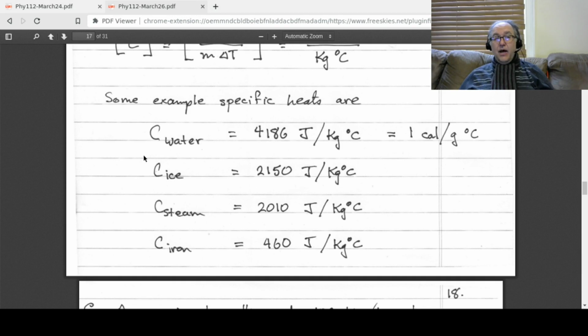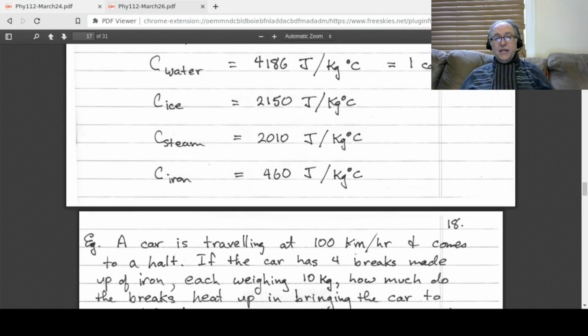Now, the phase of the material does matter. Okay, and phase is like whether it's in a solid or a liquid or whatever. And you know that water can become a solid, ice, or water can become a gas, steam. And so if you convert from water to ice or water to steam, the specific heat also changes. So the specific heat of ice turns out to be only 2,150 joules per kilogram degree Celsius, and the specific heat of steam is 2,010 joules per kilogram degrees Celsius. All right, and just for another example, I picked iron. Okay, and it turns out that iron has a specific heat of 460 joules per kilogram degrees Celsius.